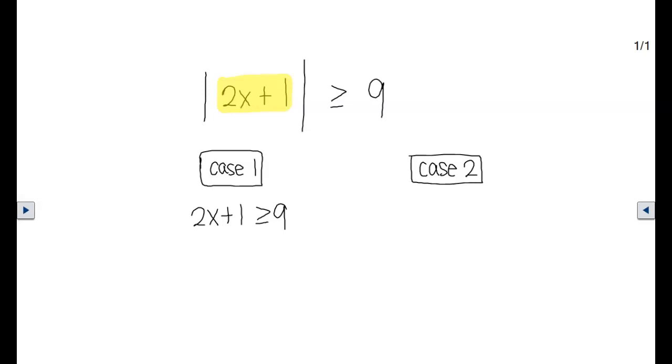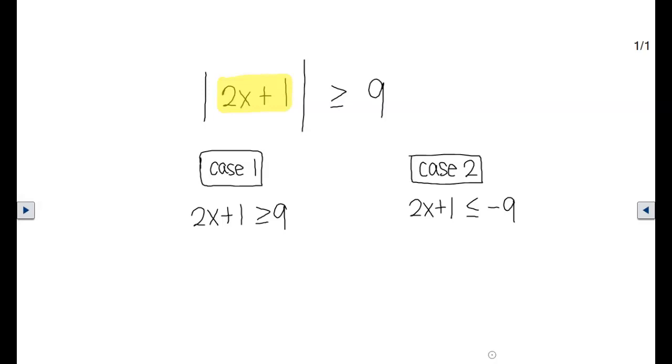Now in case 2, if you'll remember, there are two things that we have to change. We take case 1 that we've written down, and we have to change the inequality sign, it flips, and we have to change this positive 9 to a negative 9. So case 2 is still going to start 2x plus 1, but instead of greater than or equal to 9, it's going to say less than or equal to a negative 9. So on case 2, you change those two things, the inequality sign and the number.